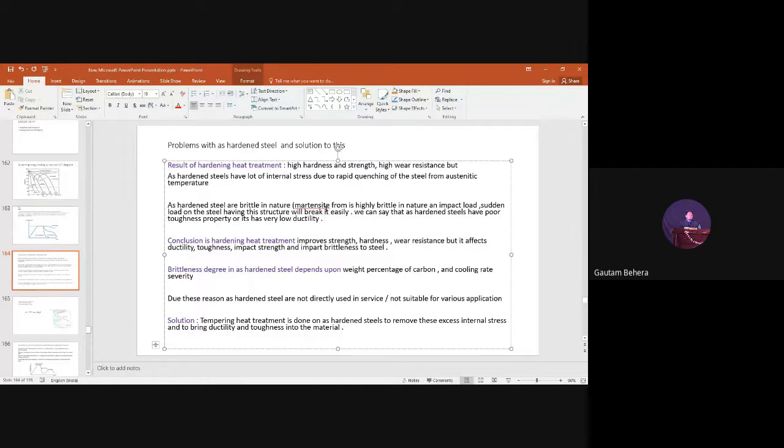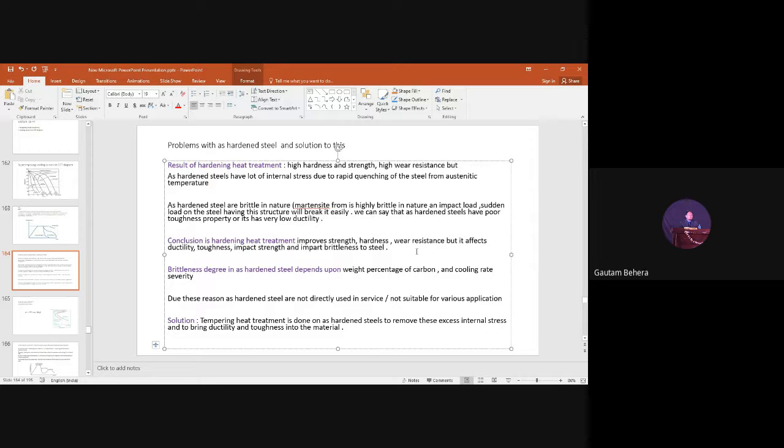So these are the major issues. The first is that as-hardened steel has a lot of internal stresses, and the second is that the steel is brittle in nature. It will break easily under impact loading or sudden loading. The conclusion is that hardening heat treatment improves strength, hardness and wear resistance, but it affects ductility, toughness and impact strength. It imparts brittleness to the steel. So steel is becoming brittle.